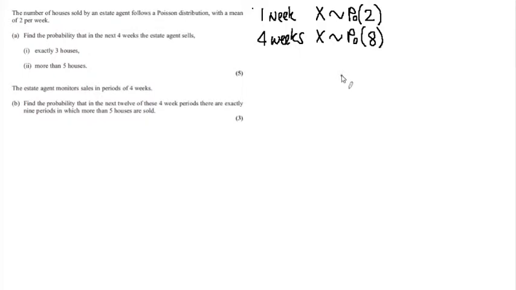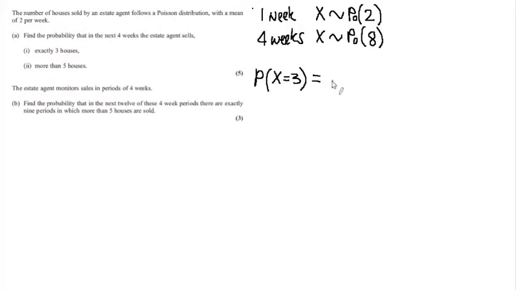Now, part I wants us to find the probability of selling exactly 3 houses. So whenever it's got a probability of exactly any value, I tend to use the formula. It's just good practice. You can use the tables, but remember that occasionally some questions will specify that you do not use the table, so you need to be familiar with using the formula. So it's good to practice it, and take the opportunities that you get to practice it.